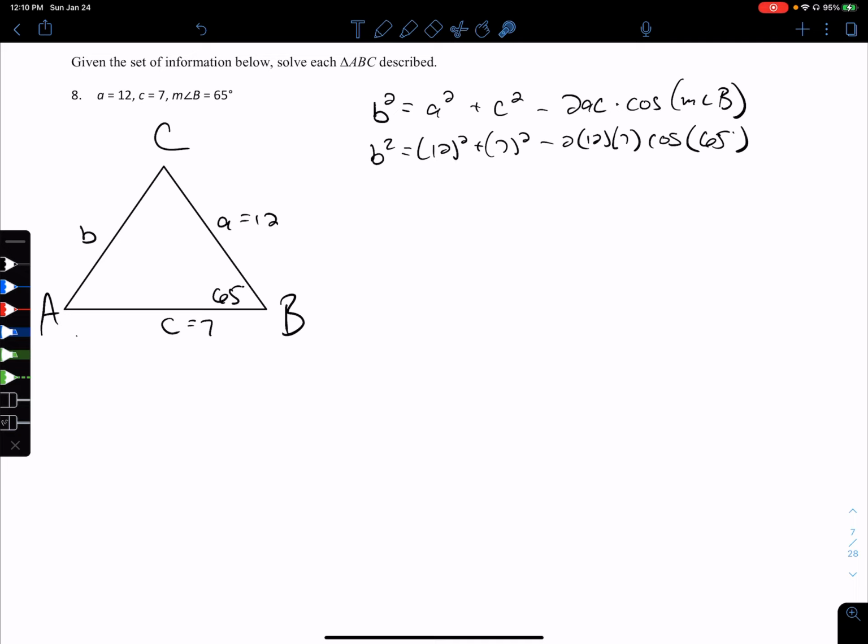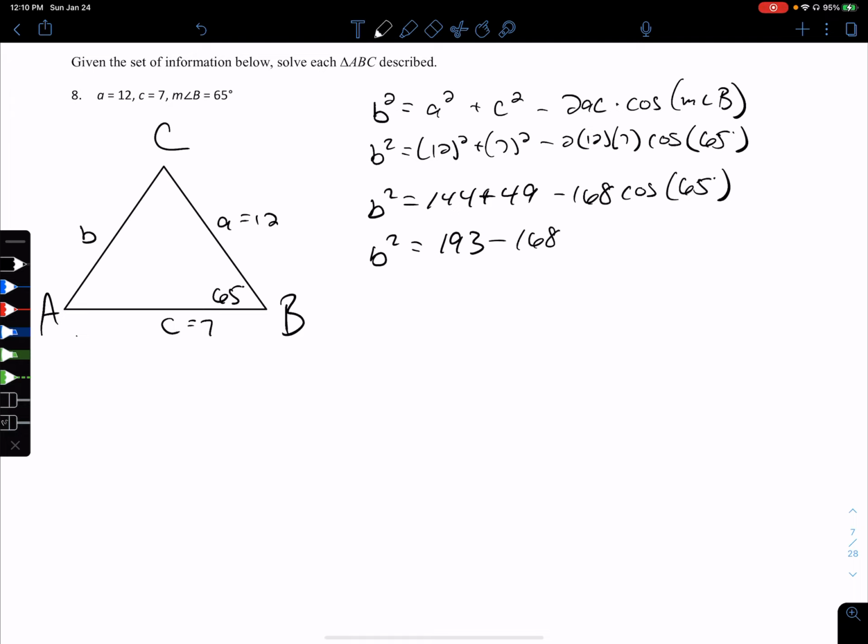Simplify this as best we can, knowing we have 3 terms, and only 2 of those are like terms. So on the left, b squared is 144 plus 49. 2 times 12 times 7 is 168. Cosine of 65 we do not put into our calculator because we don't want to round until the last step. Combining 144 and 49, we get 193. Just going to make b plus or minus this square root right here.